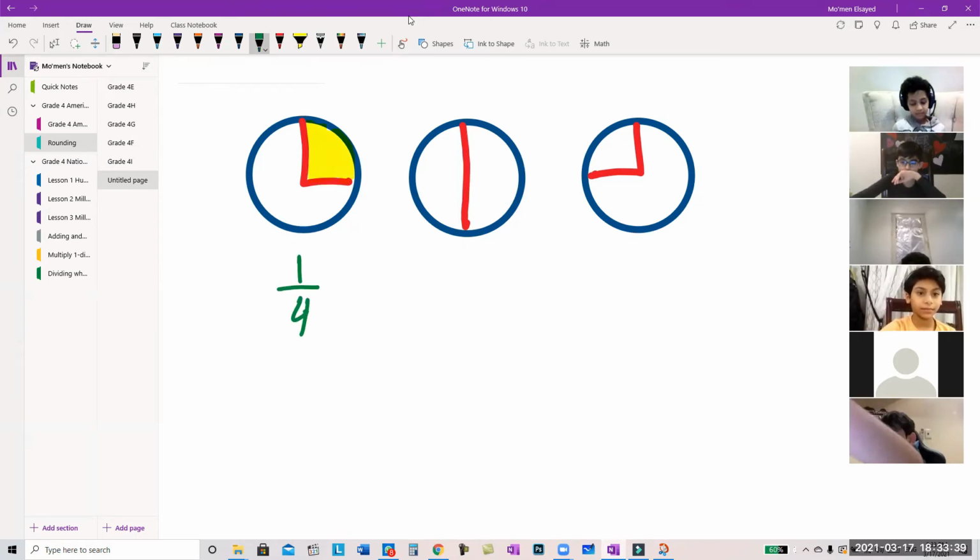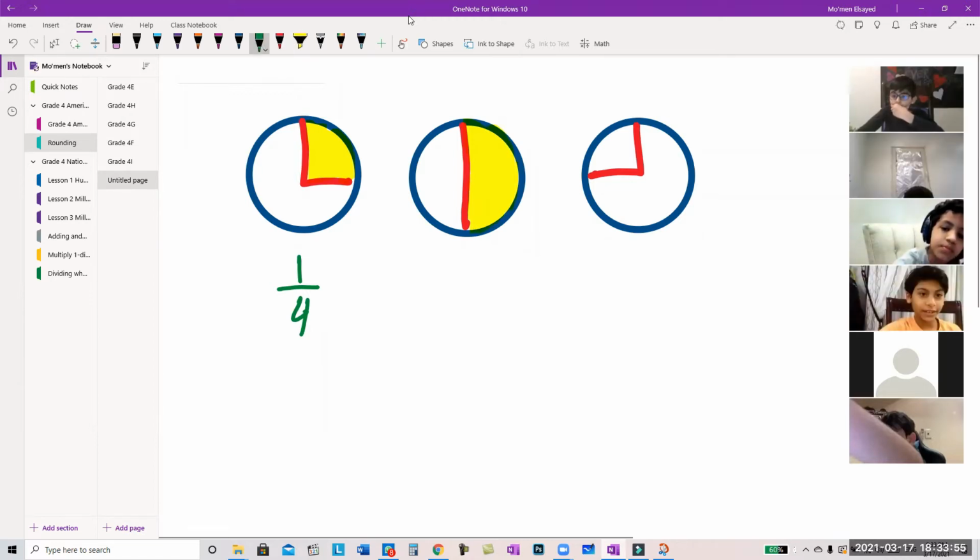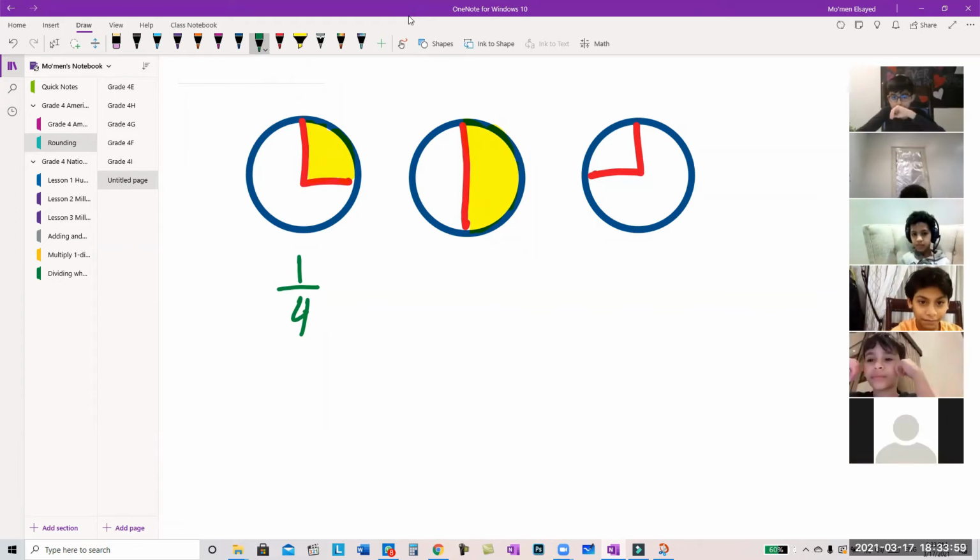Okay, what about the next one? What does the shaded part represent here? Yes, Faris? Yes, 2 over 4. This 2 over 4 is 1 over 2 because we have the total number is 2, right? Okay, thank you.